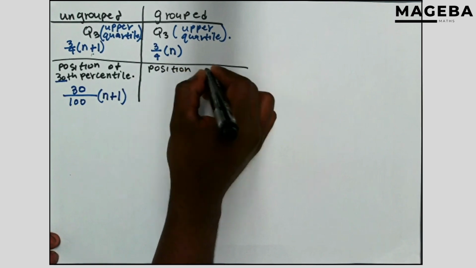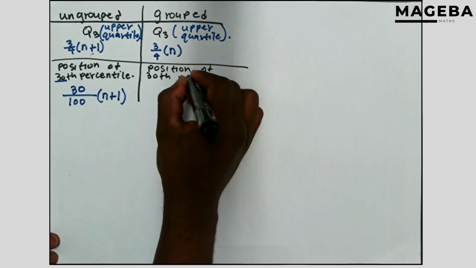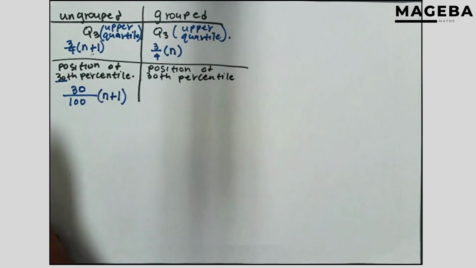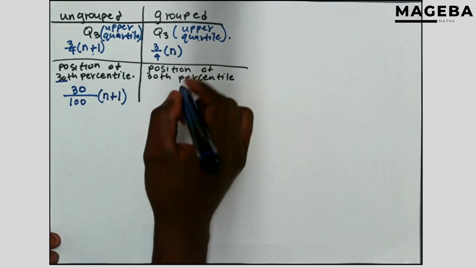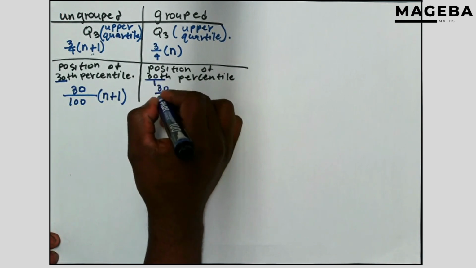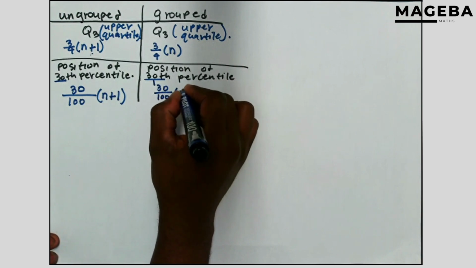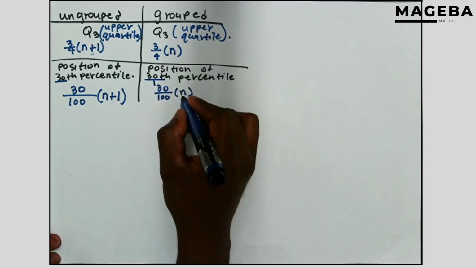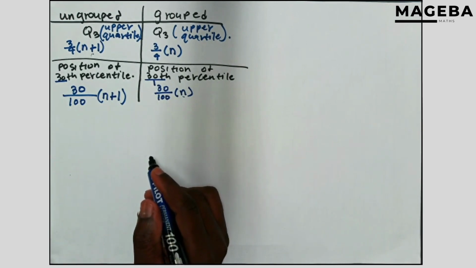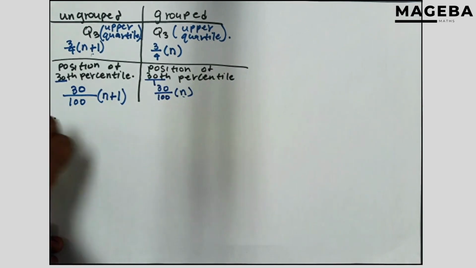Now here, let's say also the position of the 30th percentile. You also say here, remember we gave you 30, so it's going to be 30 over 100, because percentile is a percentage, times the number of values, but here it's the cumulative frequency. I hope you won't forget this one.